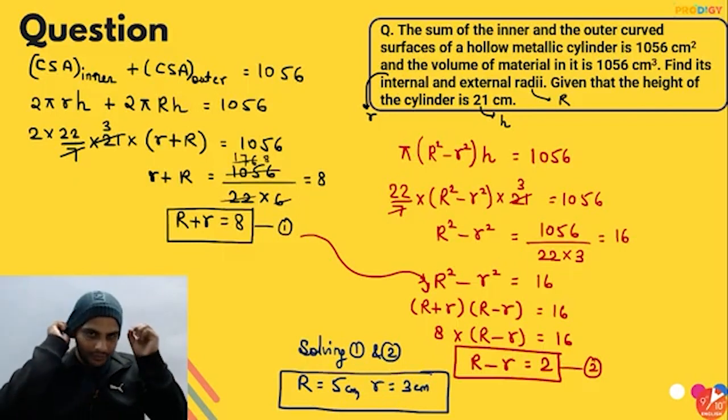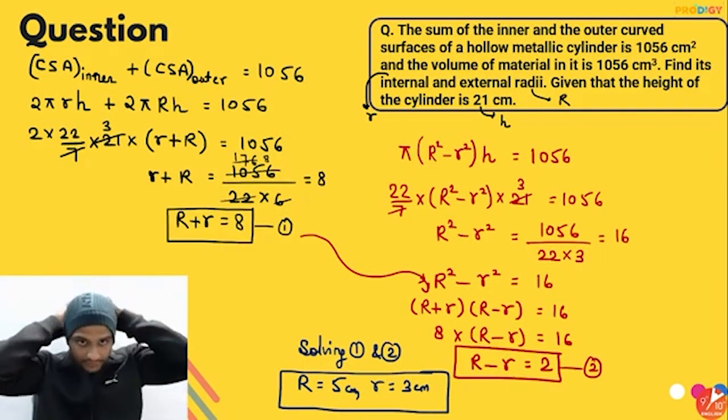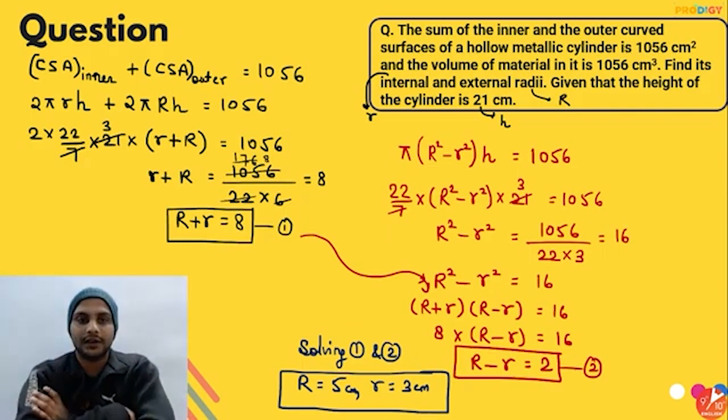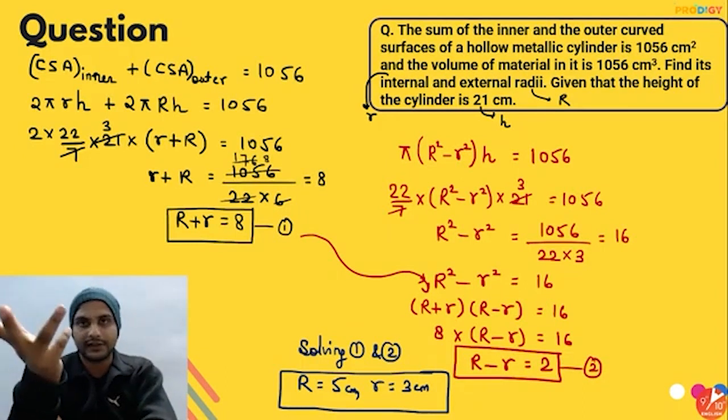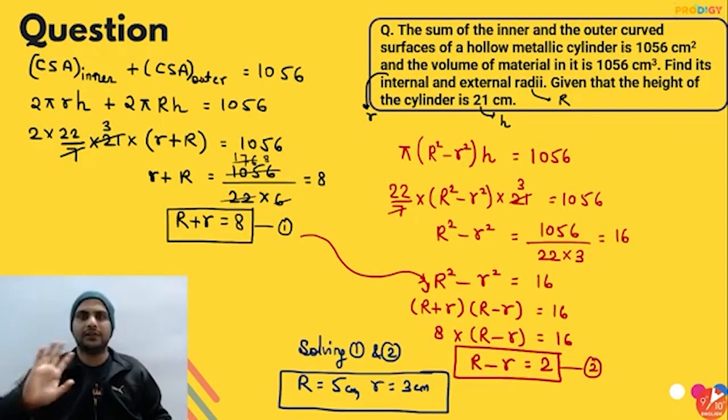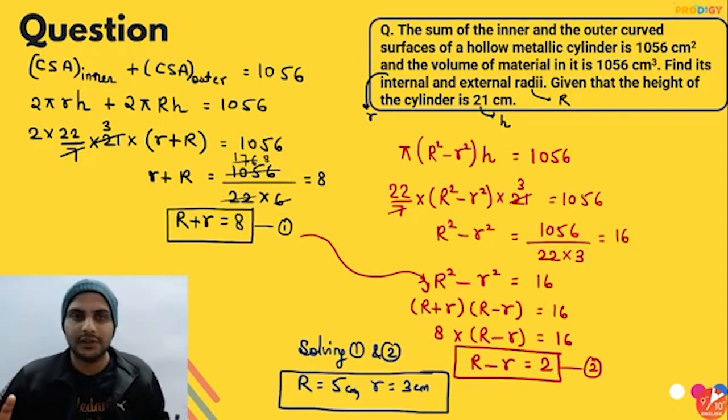Otherwise, you can put say capital R from the first equation. Say capital R will be 8 minus small r. This value, put it over here in capital R square minus small r square is equal to 16. You will get a quadratic equation, get two values. One of them will be rejected, the other one will be used. Same answer you are going to get.